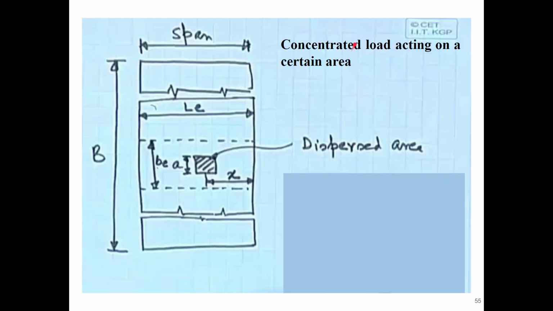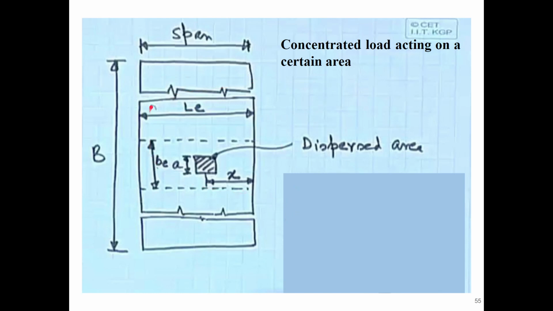So the concentrated load acting on a certain area, which is a dispersed area basically, so this is the span, this is the width, capital B. Then this is the effective length, and this is the effective width. So they have just represented it in a sketch, an illustrative representation.